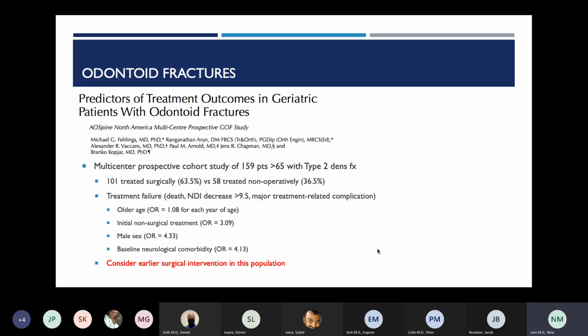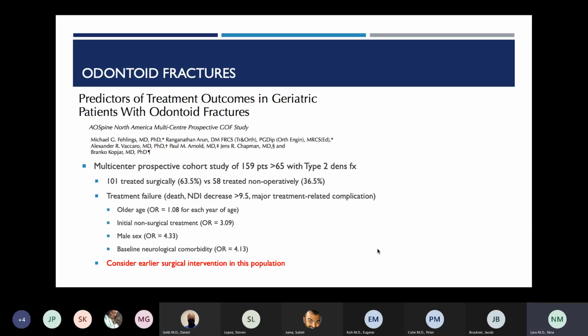This study here by AO Spine is a multi-center prospective study looking again at geriatric patients with odontoid fractures, 100 treated surgically, 60 non-operatively, and they found treatment failure was death.